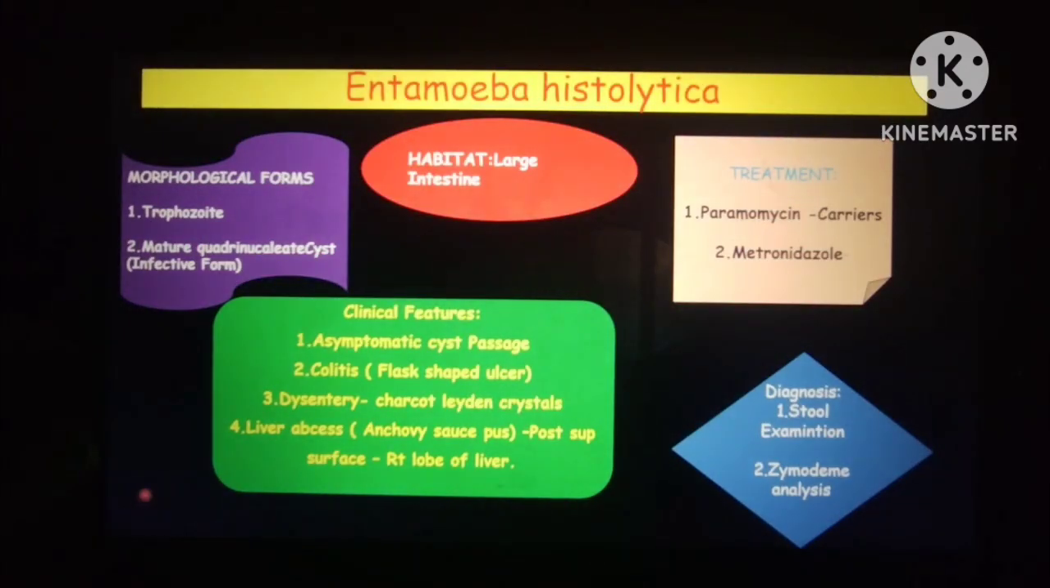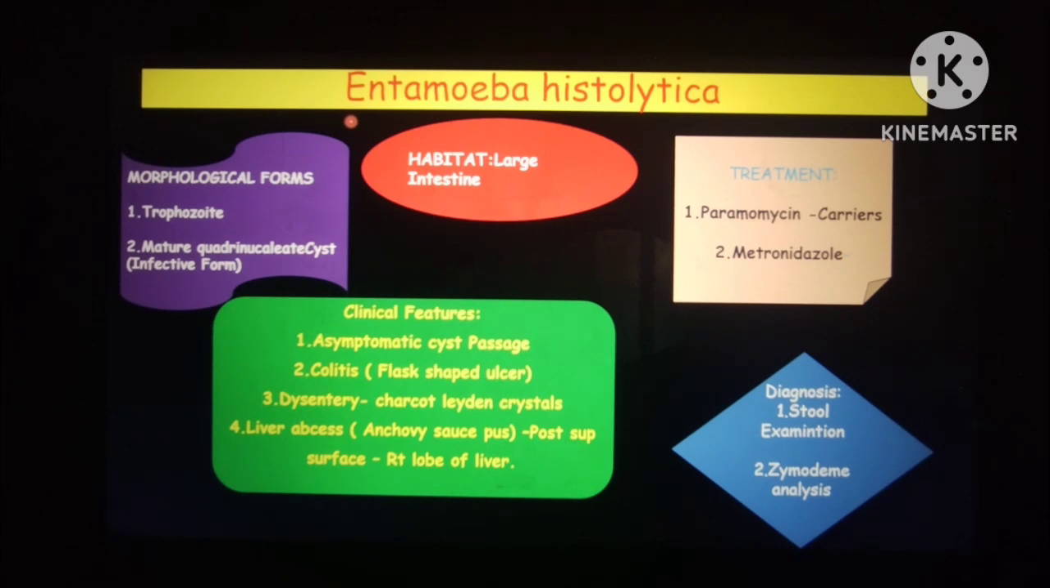Okay, so first we start with the amoeba. First it is Entamoeba histolytica. Always remember, if you're taking any parasite, first you want to know the habitat, second the morphological forms, third the clinical features and how you will diagnose, and finally the treatment. If you read all the parasites in this order, you will not miss any points. In exams also the questions won't be that deep, so it will be very superficial.